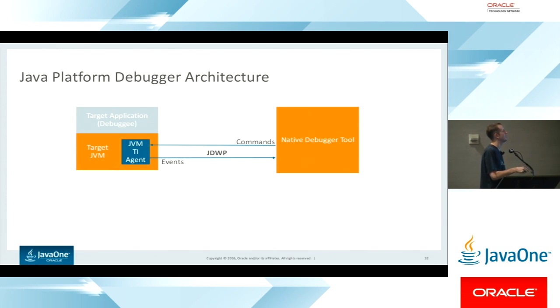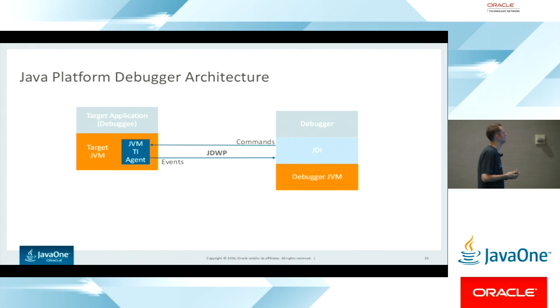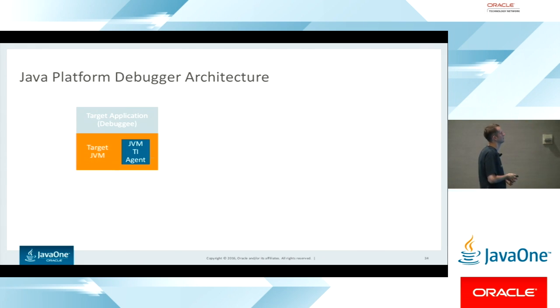But this could not even be Java. Like anything could speak this protocol. So you could, in theory, write your own completely native application, in just plain C or C++ or any other language, Python or whatever. And as long as you adhere to this wire protocol, you could interact with and control and debug a target JVM. So this, again, is just an amazingly flexible thing.